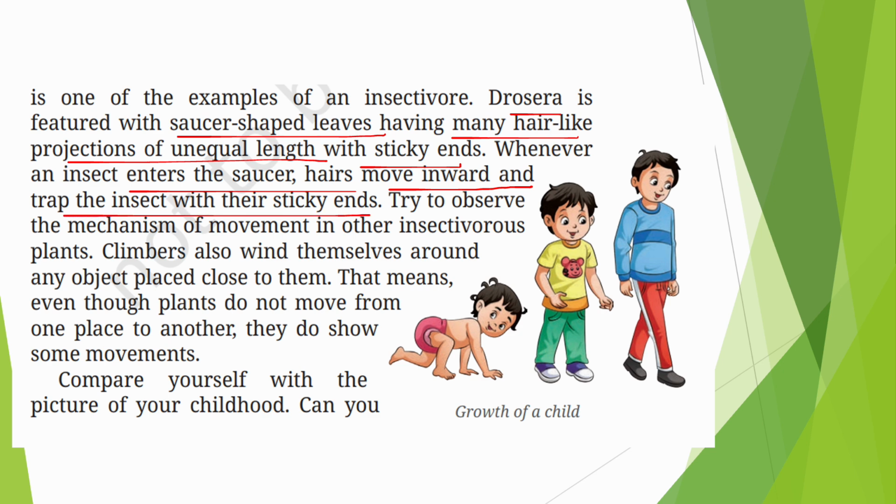So, what is the speciality of Drosera plant? It is an insectivorous plant. Then, it has saucer-shaped leaves. The leaves have many hair-like projections with sticky ends. So whenever an insect enters a saucer, hairs move inward and trap the insect with their sticky ends. Try to observe the mechanism of movement in other insectivorous plants. Then climbers. Climbers also wind themselves around any object placed close to them. That means even though plants do not move from one place to another, they do show some movements.